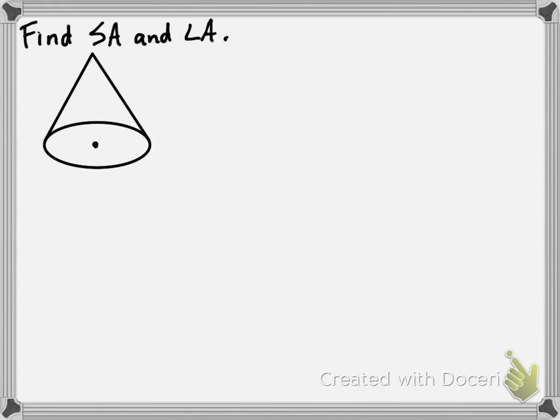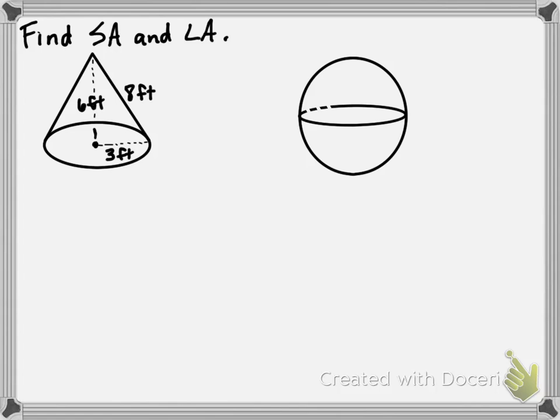Alright, last one. Let's see if you can find the surface area and lateral area of this cone and this sphere. Okay, so you've got your dimensions: 3 feet, 6 feet, 8 feet, and then this all the way across this sphere is 20 yards. So you're trying to find surface area and lateral area, and then we'll look at it together.